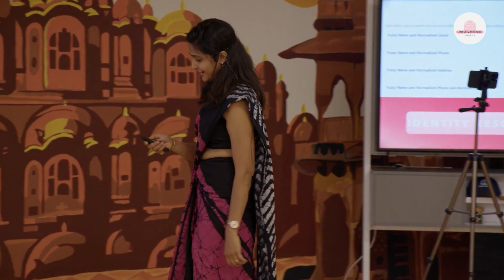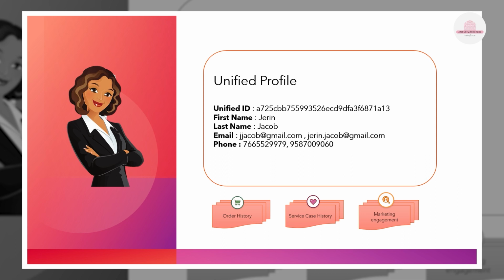Now, though I am not a magician, but I can show you some magic. Do you want to see it? Yes. Really? Okay. So once I execute these matching rules inside Data Cloud, this is the magic which will happen here with the help of Data Cloud. There are no more multiple profiles of Jaren now.